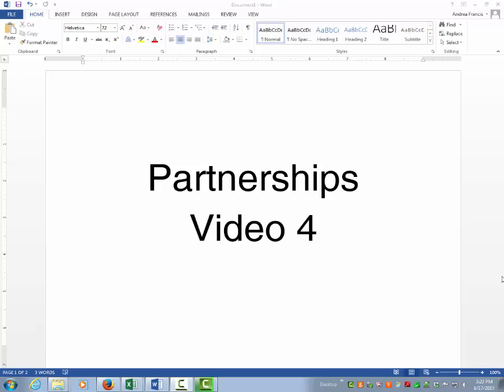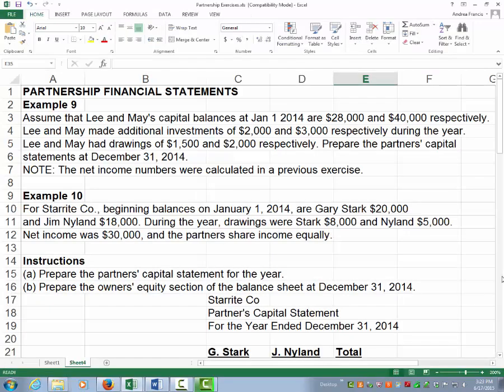So without further ado, let's look at an example that can help us to understand partnership financial statements a little bit better. So if you look at your handout, example 9 is actually a continuation of example 8. In example 8, we did all the income allocation for these two partners, Lee and May, and I'll refer us back to that in a minute. But let's just see what this question is asking us to do.